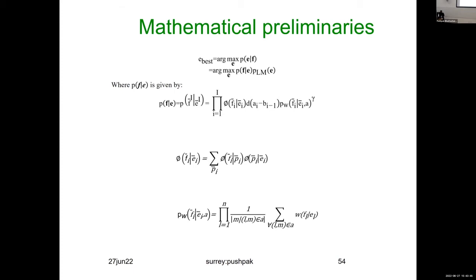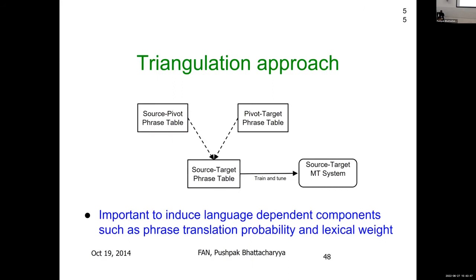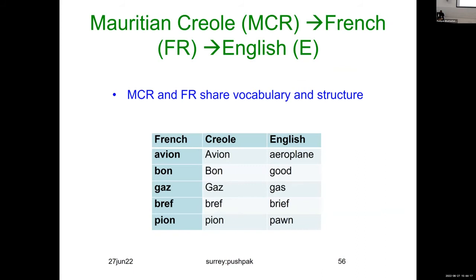So this theory is worked out, and we used the triangulation approach where we had a source to pivot parallel data, which produces the phrase table, then pivot target phrase table, and source to target phrase table, if we have any small amount of corpus between two languages. So this is really a resource constraint scenario where help comes from a third language, okay, whose resource is slightly bigger in size. So such experiments we conducted for an interesting case of Mauritian Creole to English machine translation.